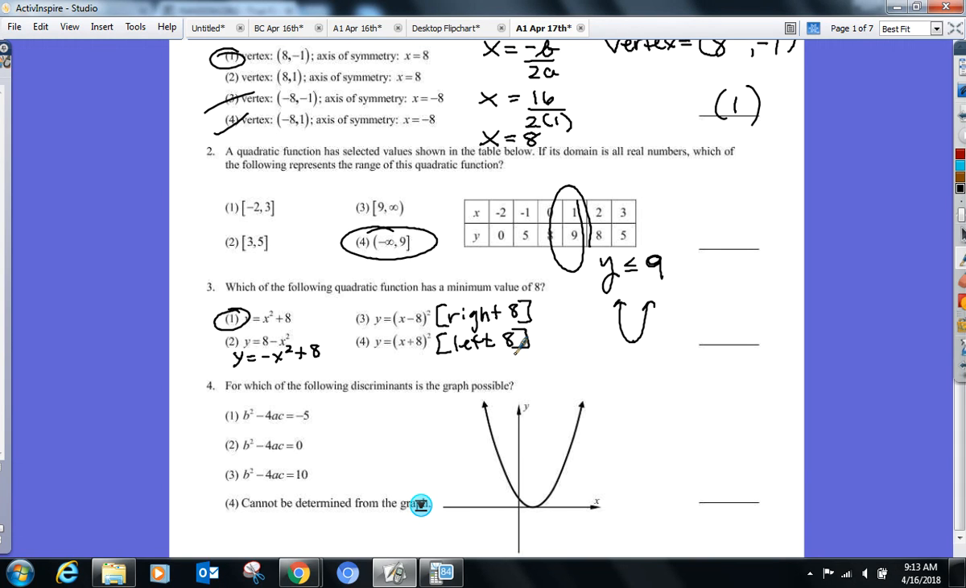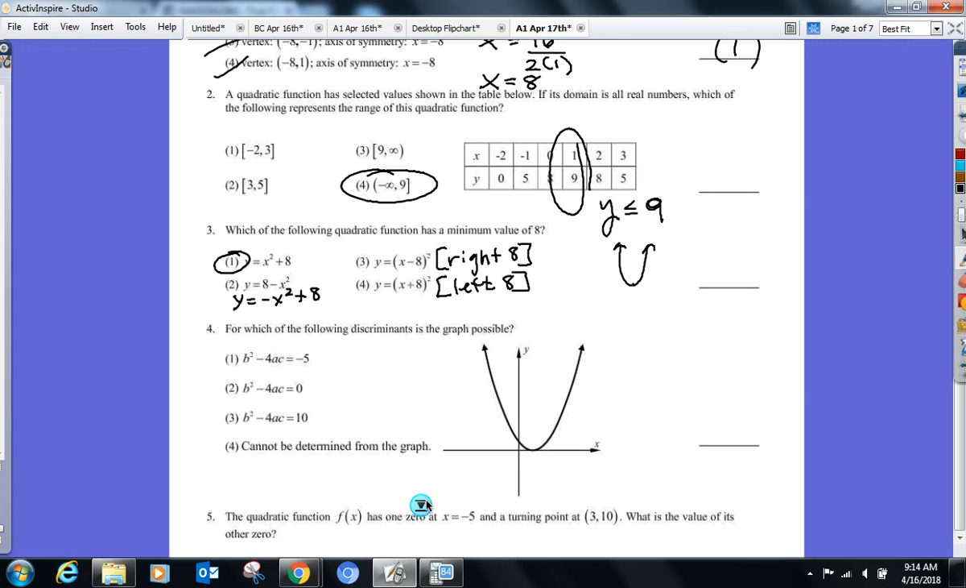Questions? Yep, go ahead, Marco. Well, the square tells me it's a parabola at least. That's all the square tells me, is that it's a parabola. That's it. Okay, we just finished doing this.